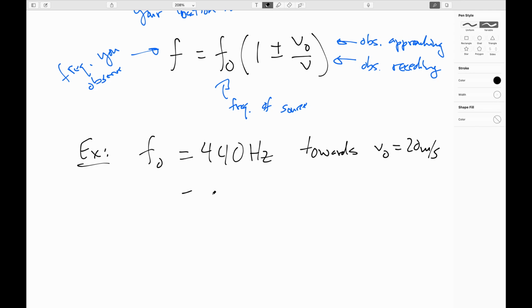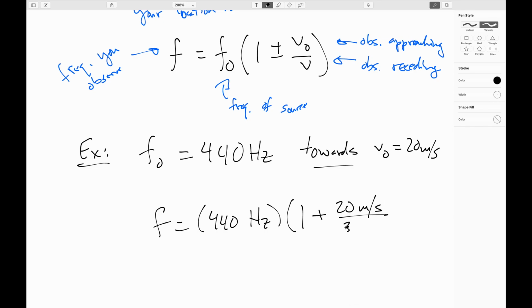So we can put in here, my f would be 440 hertz times 1, and here I'd be picking the plus sign because we're going towards. The speed of the observer is 20 meters per second, and let's use 343 meters per second as our speed of sound. That'll give us 466 hertz. So sure enough, you actually hear the frequency to be higher.